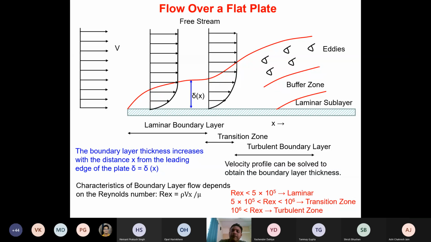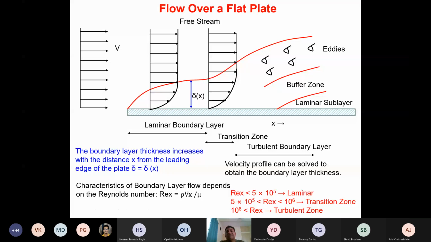In today's tutorial, here you can see this is the velocity distribution. One can obtain how my velocity is going to vary in this particular boundary layer. That can be obtained by solving the boundary layer problem. Again, in the turbulent region, there is more turbulence present because the eddies are generated. So here eddies are generated, there is a buffer zone, and then there is a small laminar sublayer.